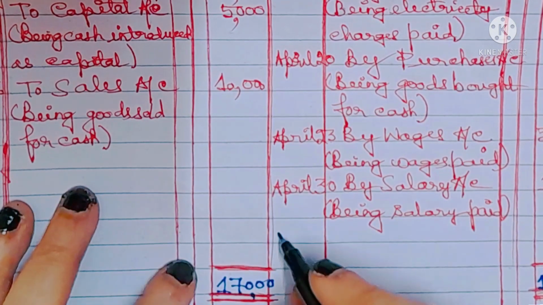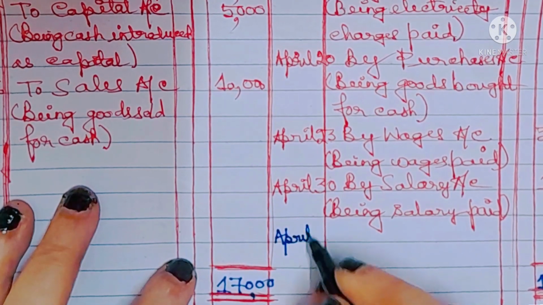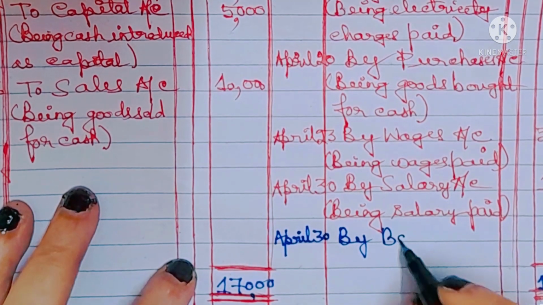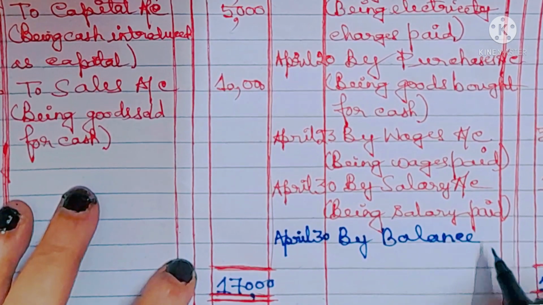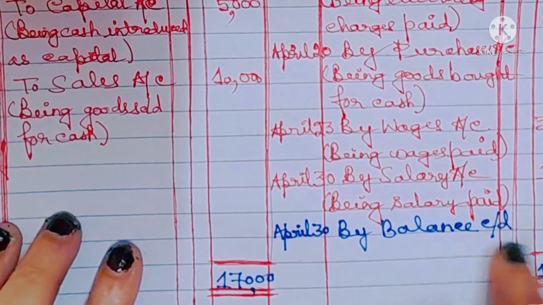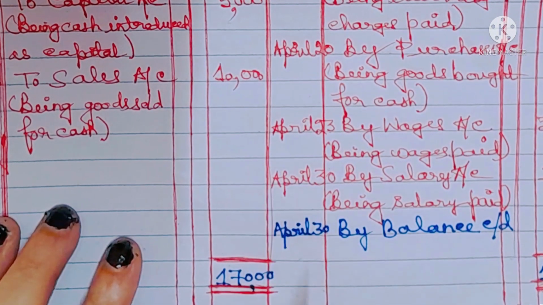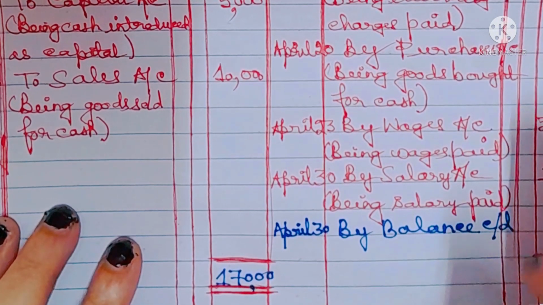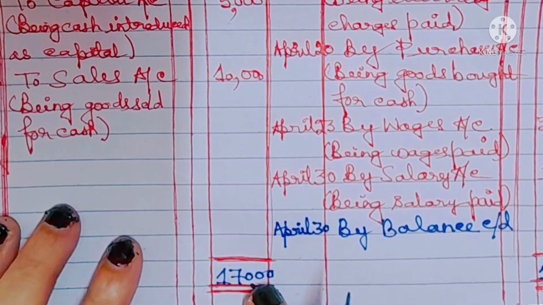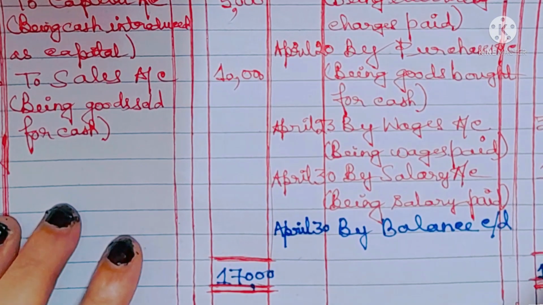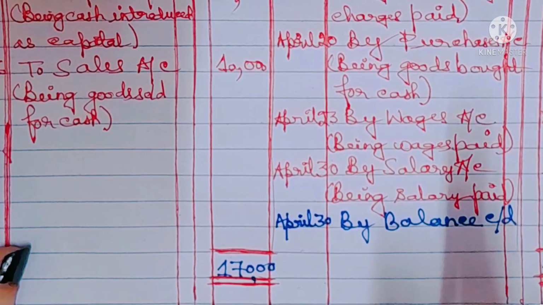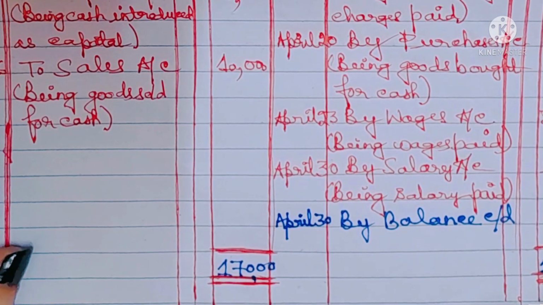So we'll write the last day in the month of April, always 30th April, by balance CD. What is by balance CD? This is the closing cash or cash in hand. How much will CD be? This is actually the balancing figure. The total of debit column is 17,000. Total of credit column is 15,000. So deduct 15,000 from 17,000. You'll get 2,000. So 2,000 is the closing cash of Baba. So Baba's closing cash is 2,000. Okay? What is Baba's closing cash?